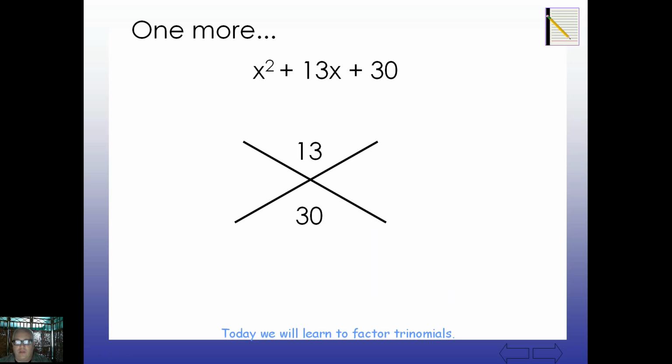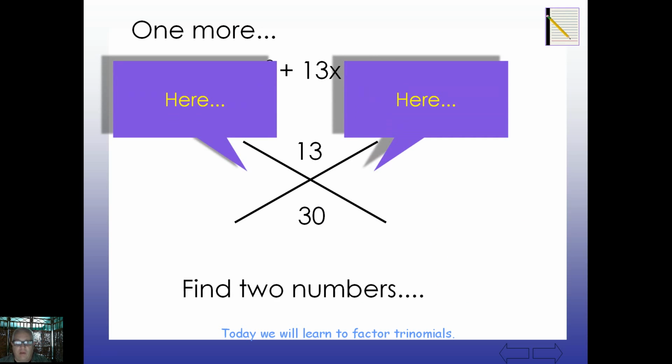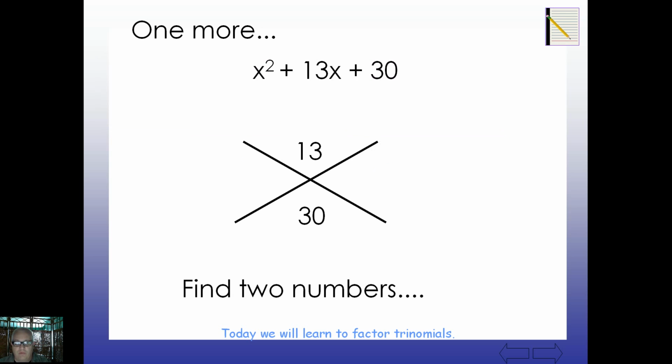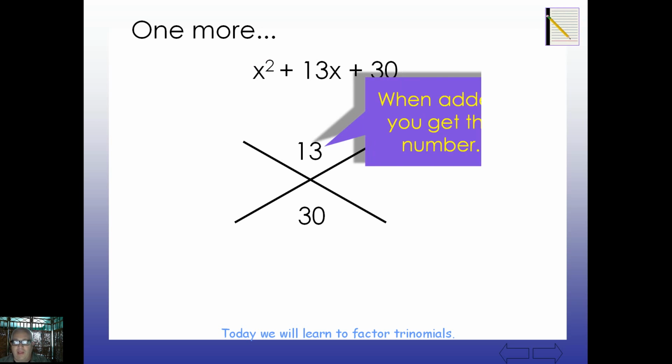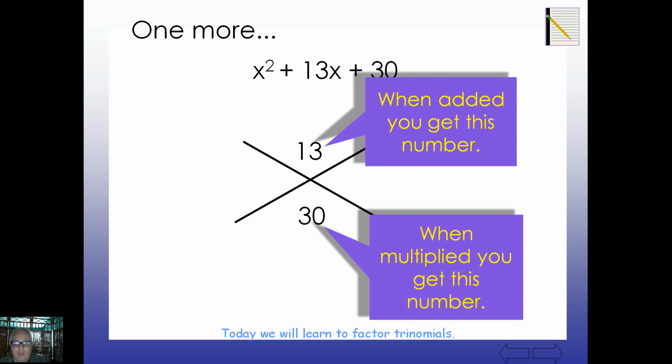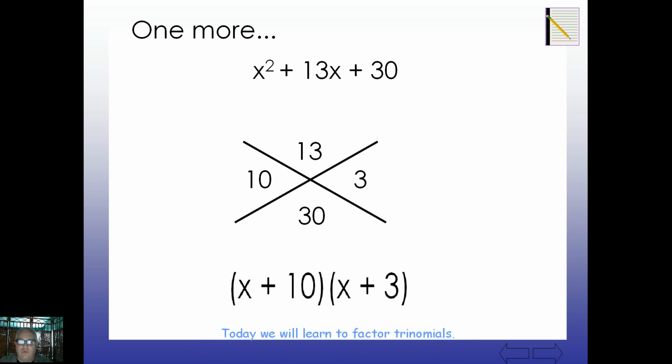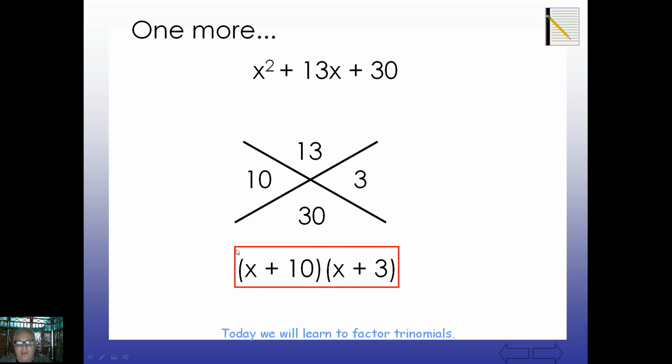Now we need two numbers, one on each side, here and here. Find two numbers that when we add them, we get this number, and when you multiply them, you get this number. So two numbers that add to 13 and multiply to 30. I'll give you 3 seconds, 2 seconds, 1 second. That's correct: 10 and 3. 10 and 3 is 13 if you add them, and if you multiply them, you get 30. Pretty straightforward. Because we're just working on factoring, that is your response right there: x plus 10, x plus 3. And you're all done.